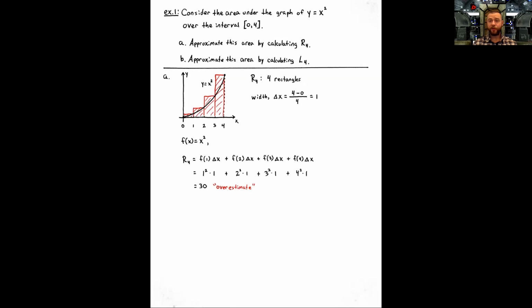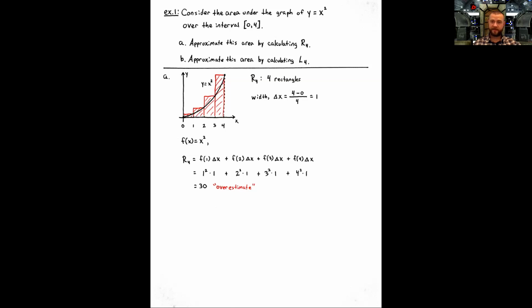We determine the area of each of these 4 rectangles by taking our right endpoints and plugging those into the function x squared. It is the function values that represent the heights of each rectangle. If you take a look at all 4 right endpoints, x equals 1, 2, 3, and 4, we plug those into the function to get f of 1, f of 2, f of 3, and f of 4.